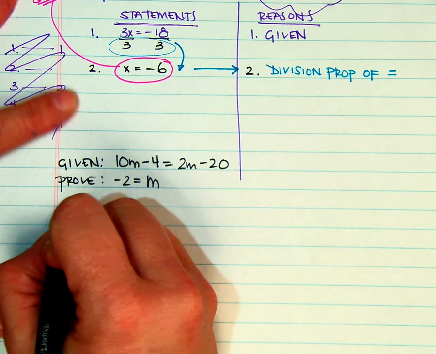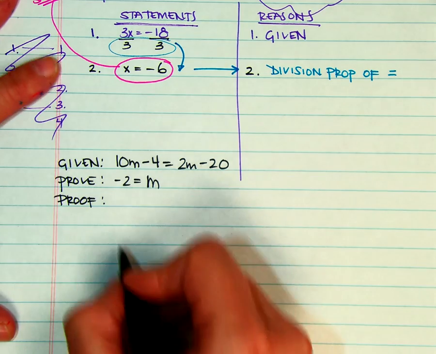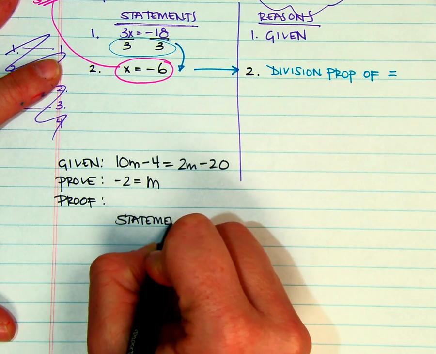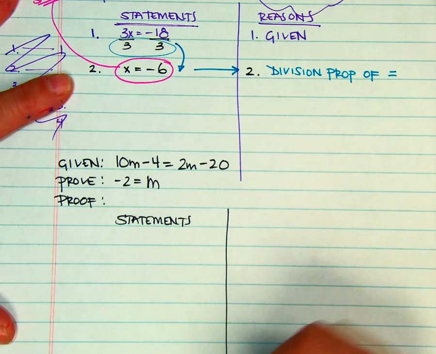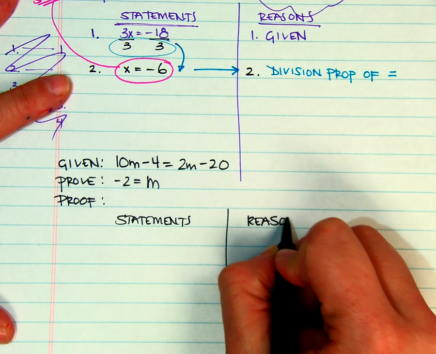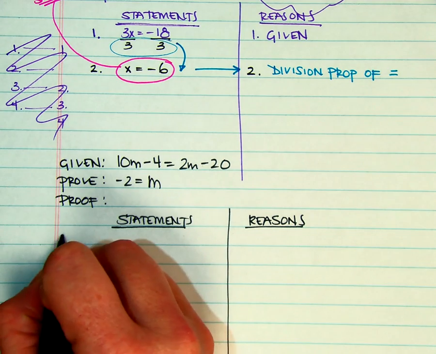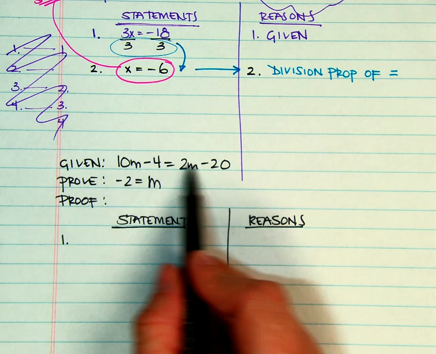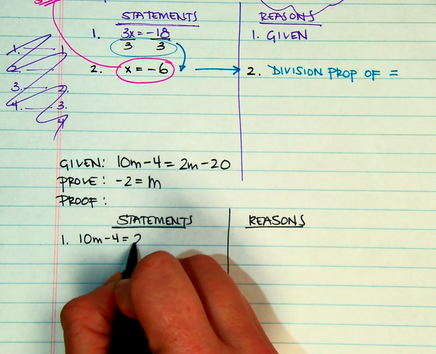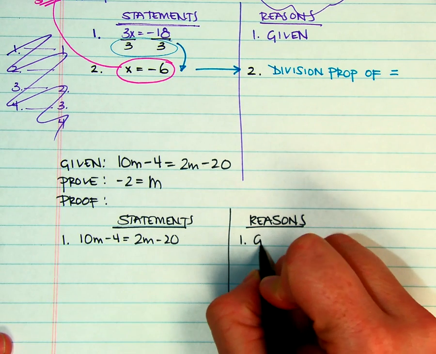This is my proof. I'm going to write the word proof because that's telling me I'm getting ready to do my proof. I have my statements, and I have my reasons. Statement number 1 is always a piece of the given. Got to have some place to start. And my first reason is always given.